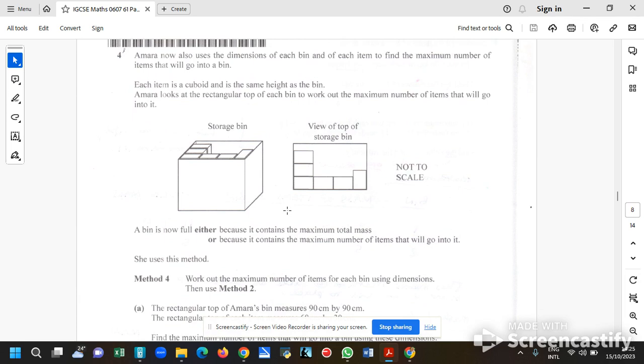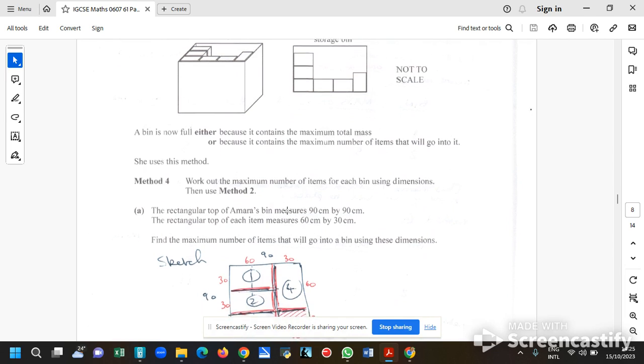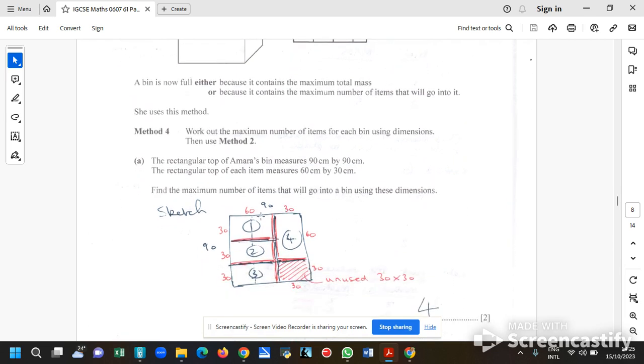Here we've got to consider the profile of the packages. If they are 60 by 30 and they're going into a 90 by 90 box, here's the 90 by 90 box. We can fit 3 in down the left-hand side, landscape style, 30 by 60, 30 high, 60 wide on my diagram. We can fit a 4th one in on the right-hand side, portrait style, turned around the other way. And we're left with this little box at the corner here, 30 by 30, which is unused. So we can fit 4 in.